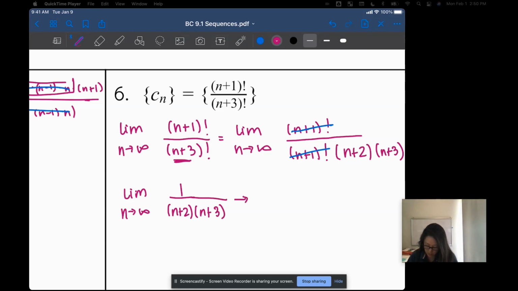And when I substitute that in, look, the bottom is increasing a lot faster than the numerator. In fact, the numerator is not increasing at all. So I end up with 1 over infinity, which gives me 0. So the sequence converges to 0.